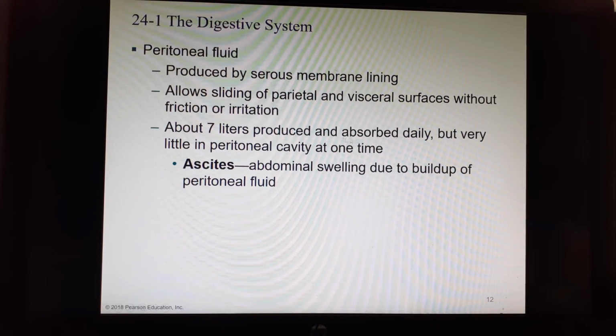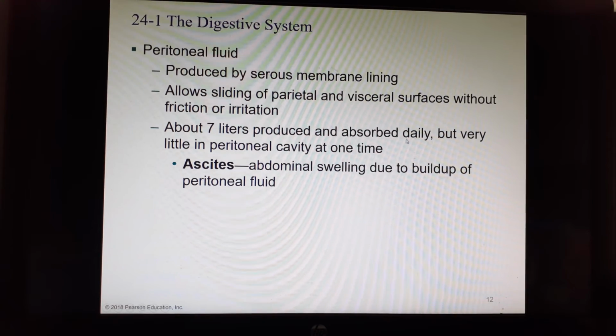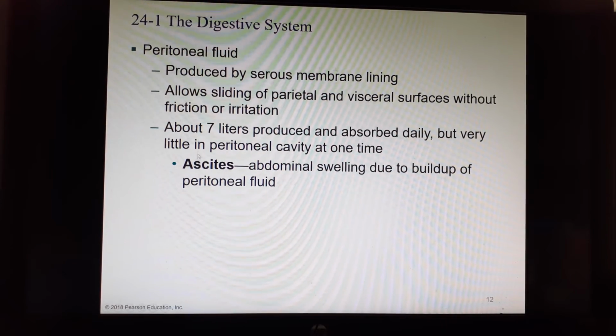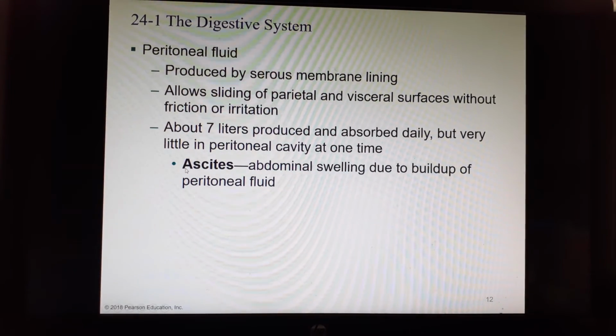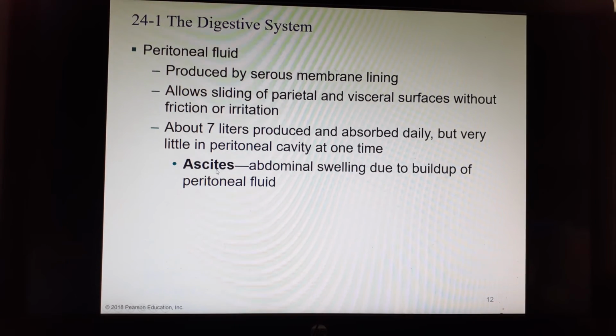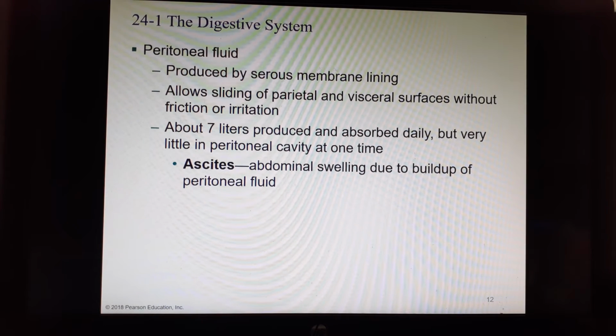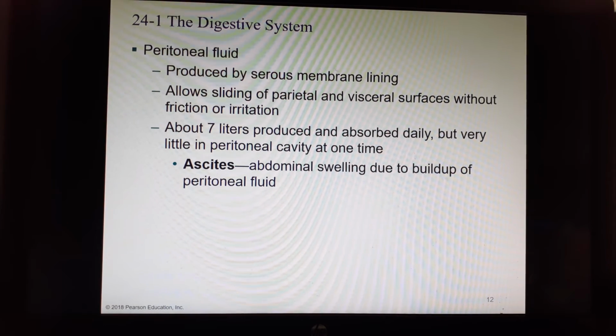If you are not able to absorb this fluid, then it will begin to build up in your abdomen, an excess of fluid, and you will create a condition known as ascites, where you have a big bloated abdomen filled with this peritoneal fluid that has not been draining properly.